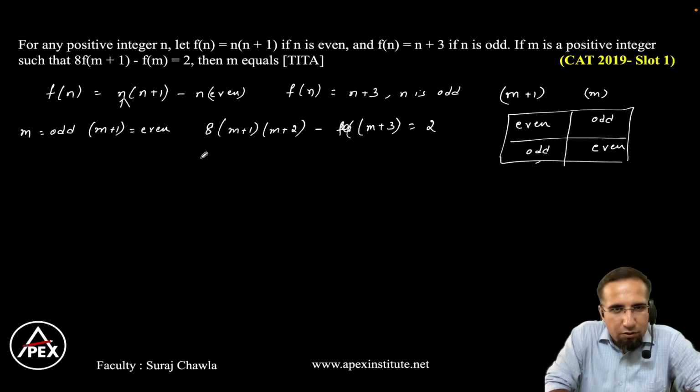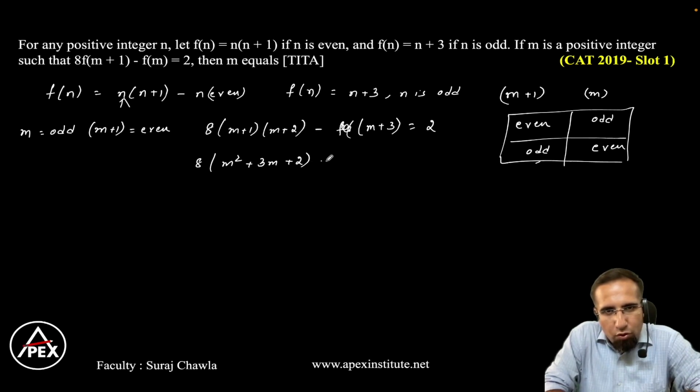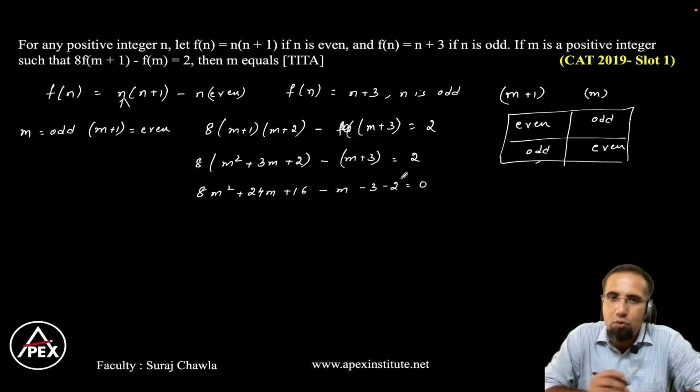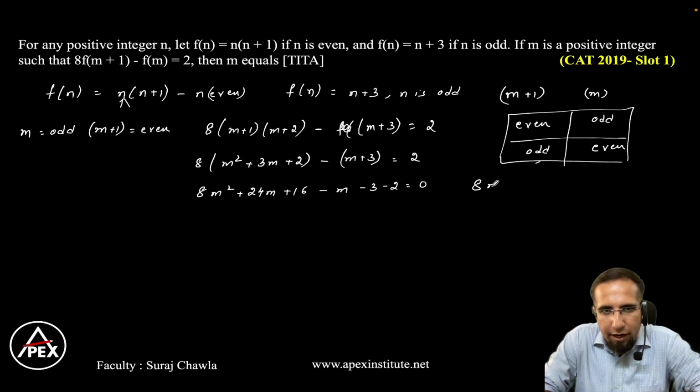So let's simplify this first. So we get 8 into this is m square plus 3m plus 2 minus of m plus 3 is equal to 2, or we have 8m square plus 24m plus 16 minus m minus 3 minus 2 is equal to 0. So what do we have eventually here? So if you observe, we have 8m square plus 24 minus m will give me plus 23m.